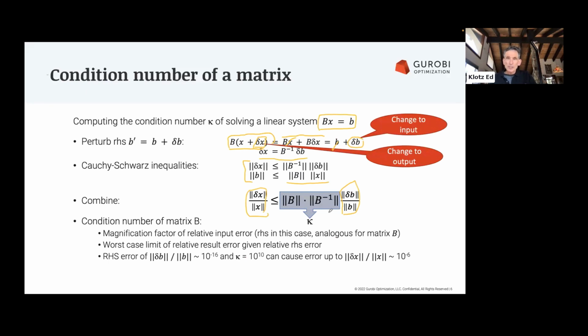All right, so it makes sense to define the condition number of our matrix as the product of its matrix norm and the matrix norm of its inverse, as we see here. So what this condition number gives us is a magnification factor of this relative input error that gives us an upper bound on the error in the computed solution, which we see over here on the left. And note that this is an inequality, so it's a worst case limit. It's not an exact amount.